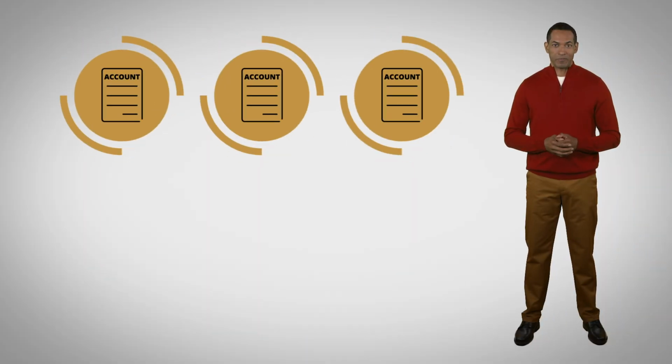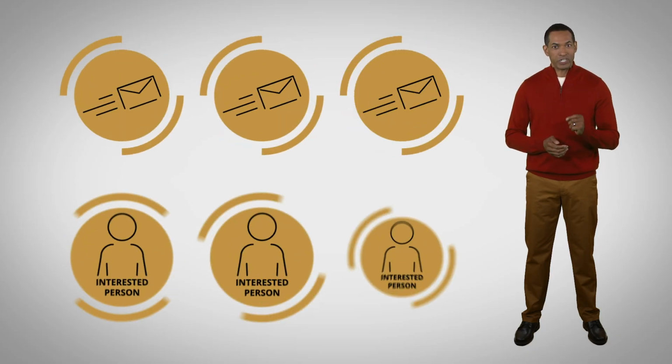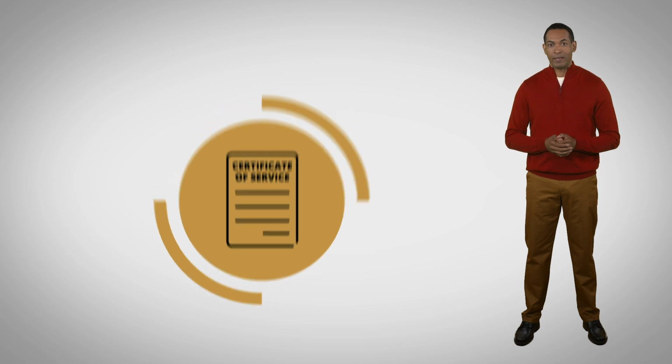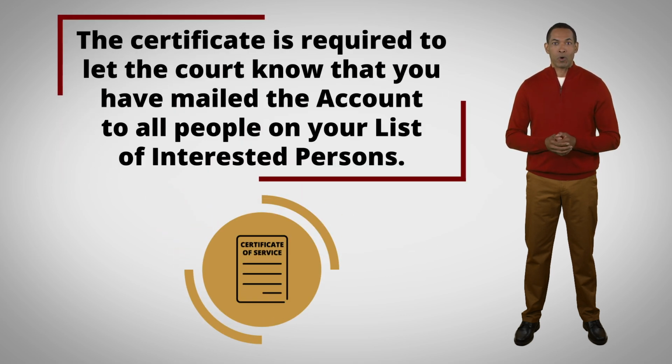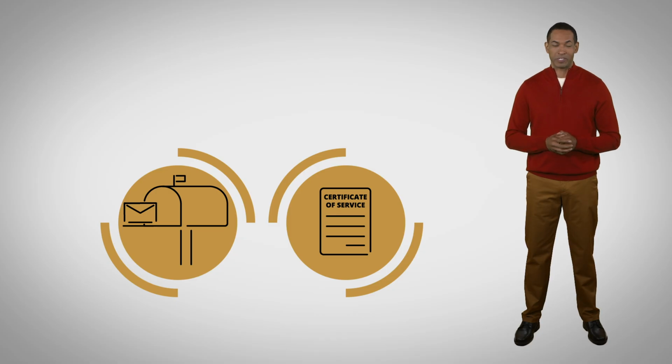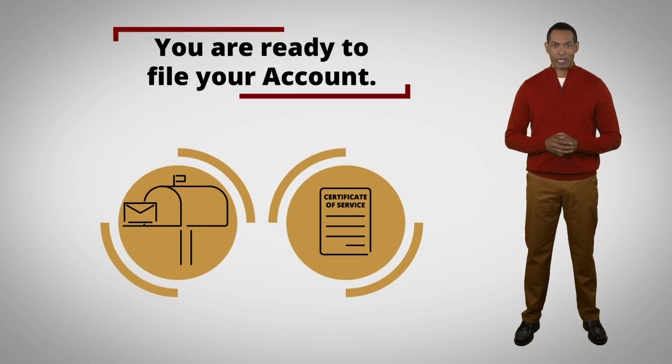First, make copies of the account and mail a copy to each interested person. Attach a certificate of service to the account. The certificate is required to let the court know that you have mailed the account to all people on your list of interested persons. Once you have mailed copies and completed a certificate of service, you are ready to file your account.